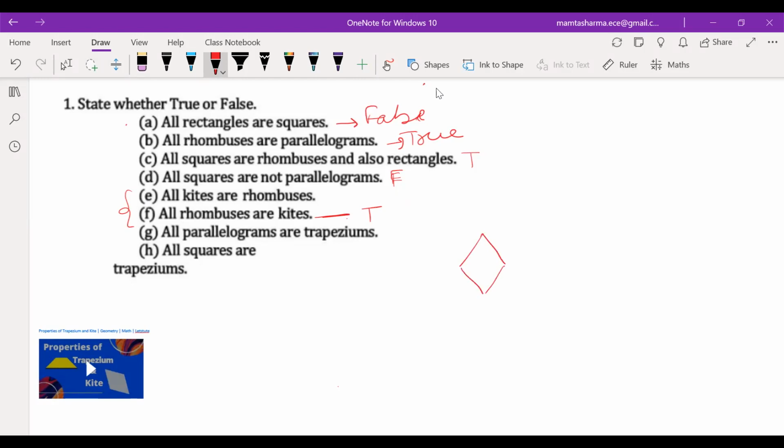All rhombuses will be a kite if you rotate the rhombus. If this is a rhombus and you rotate it anti-clockwise, then it will become a kite. So all rhombuses can be a kite, but all kites cannot be rhombuses. Kite may be of different shapes. So all rhombuses are kite. The second one is true. Tell me.